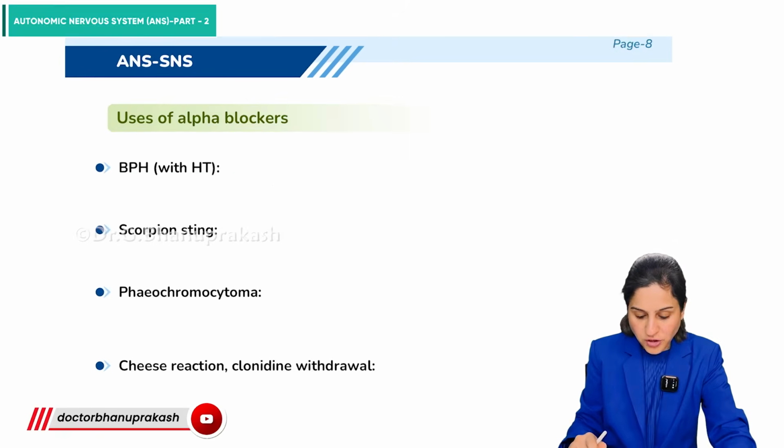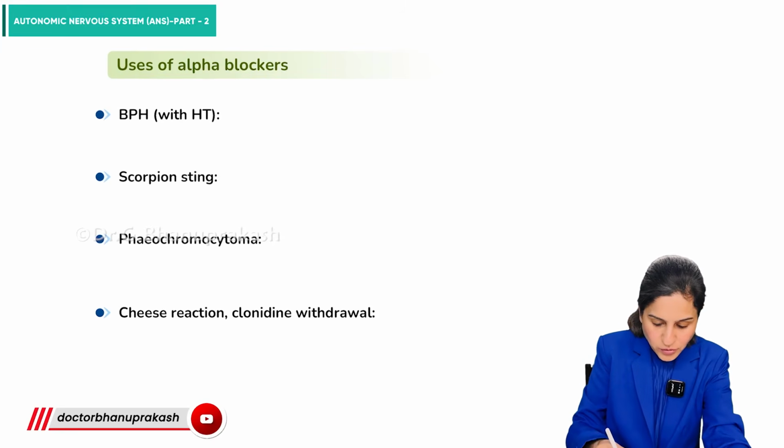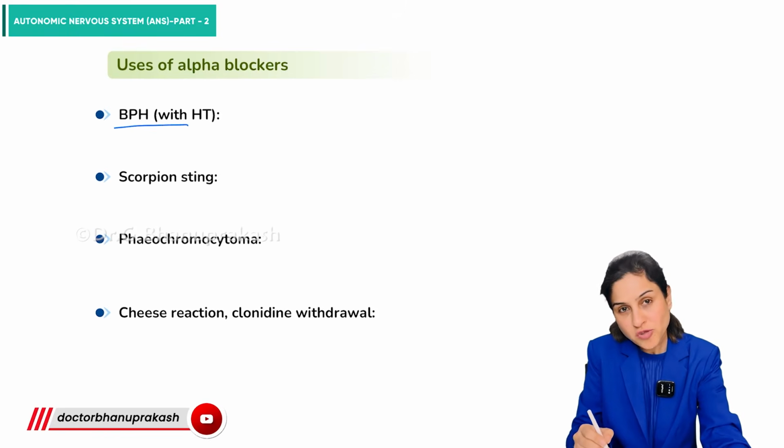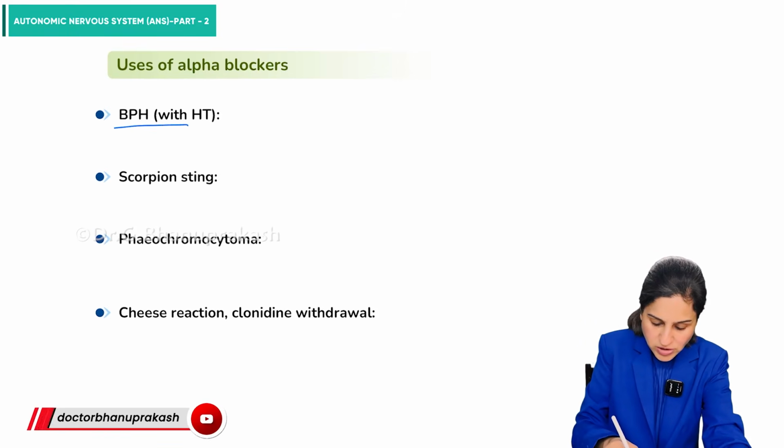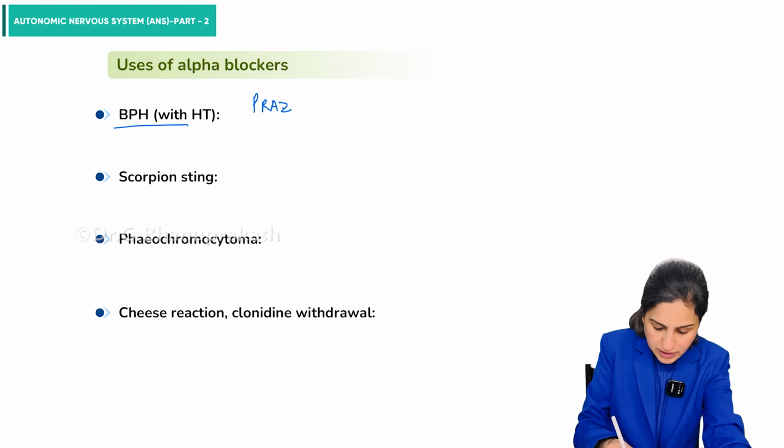Then let's do the uses of alpha blockers. For alpha blocker uses, if it is benign hypertrophy of prostate with hypertension, I told you prazosin would be the preferred drug.